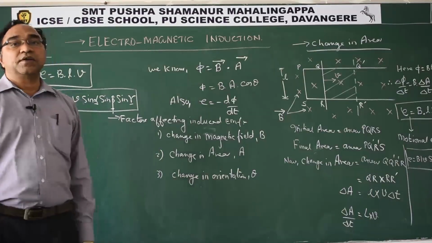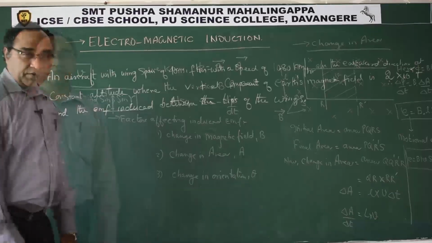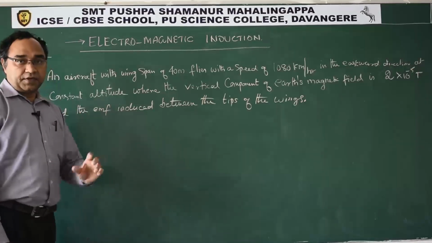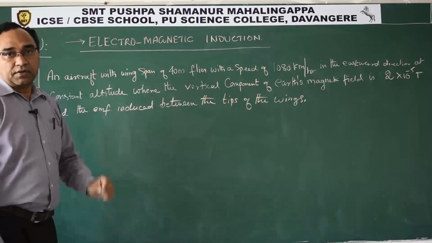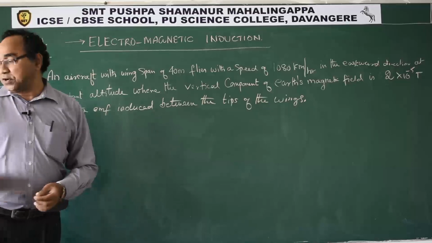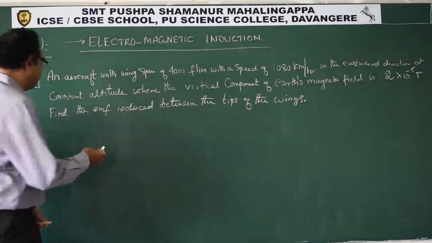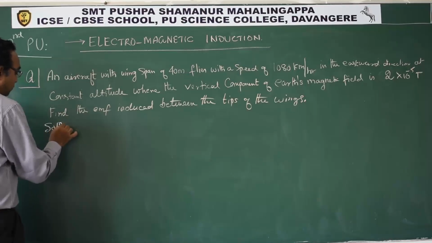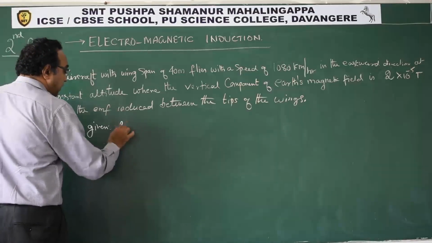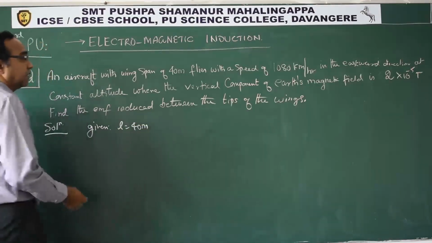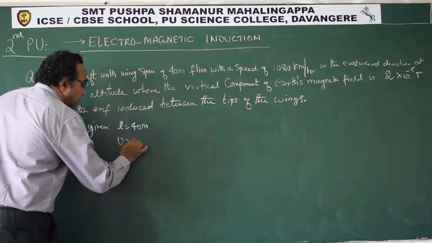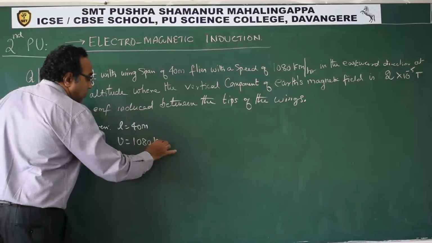Now let us take some numericals from this topic. Well students, let us take one numerical based on the concept of motional EMF. See how exactly in this question you will come across the usage of motional EMF. An aircraft with a wingspan of 40 meters. Let us record the data. L is equal to 40 meters. It flies with a speed of 1080 km per hour, so V is given as 1080 km per hour.